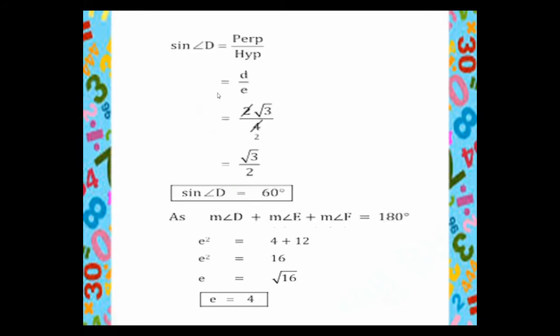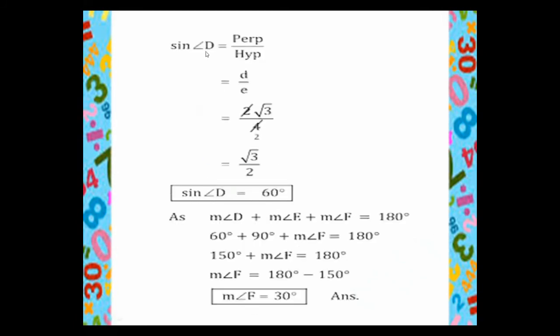Now for the next component, we are going to find the angle using sine D. It is perpendicular upon hypotenuse. Perpendicular means D upon E. The value of D is 2 root 3 and the value of E is 4. Cancelling, 2 ones are 2, 2 twos are 4, so you get root 3 upon 2. Root 3 upon 2 is the sine of which degree? Root 3 upon 2 means sine is 60.